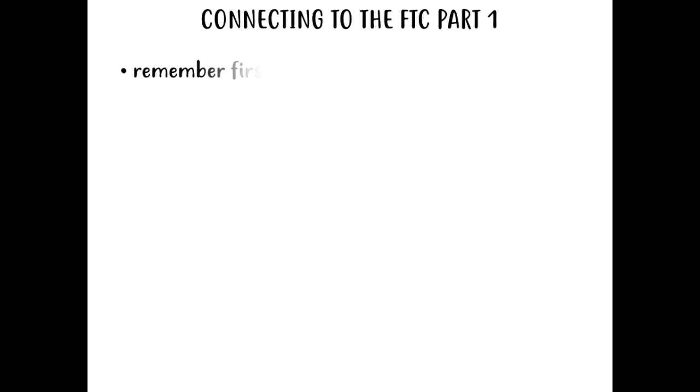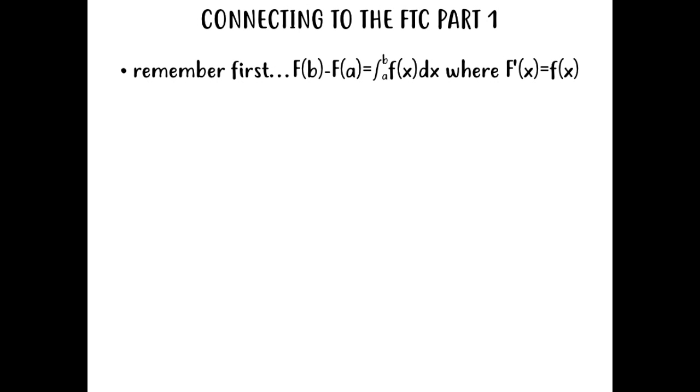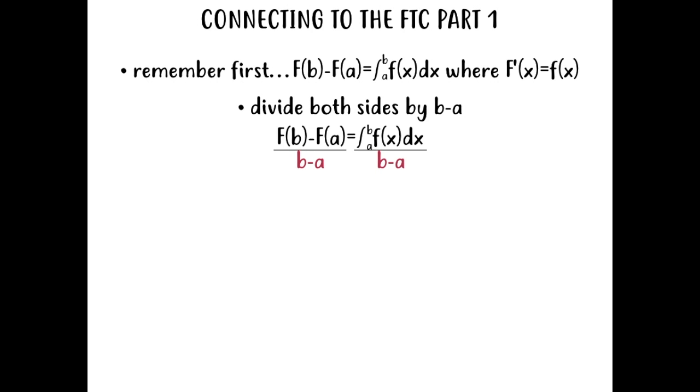We can also connect the average value of a function to the Fundamental Theorem of Calculus Part 1. Remember first that the Fundamental Theorem of Calculus states that F of b minus F of a equals the definite integral from a to b of f of x dx, where the first derivative of the antiderivative equals f of x. So, when we divide both sides by b minus a, we can rewrite it as F of b minus F of a all over b minus a equals 1 over b minus a times the definite integral from a to b of f of x dx.